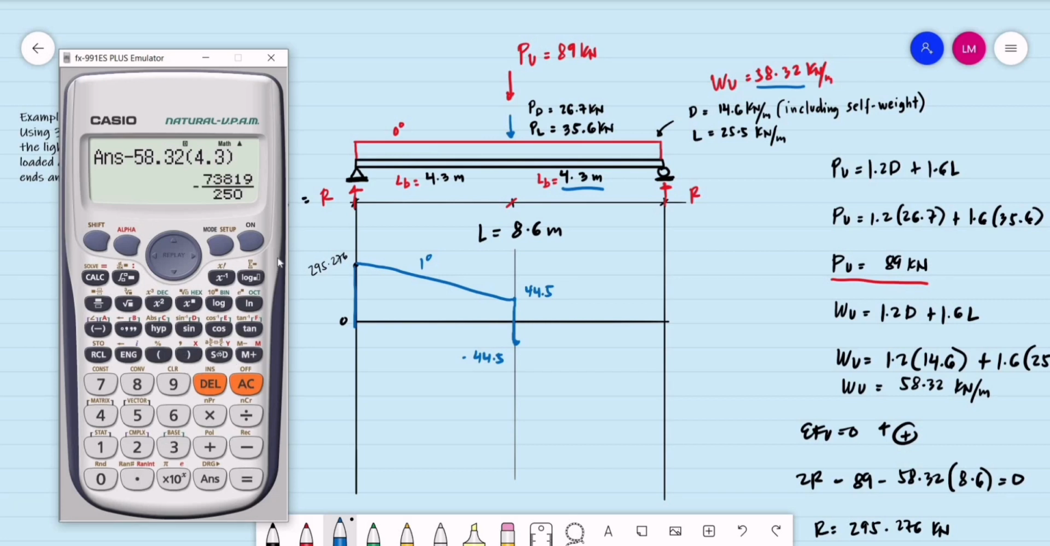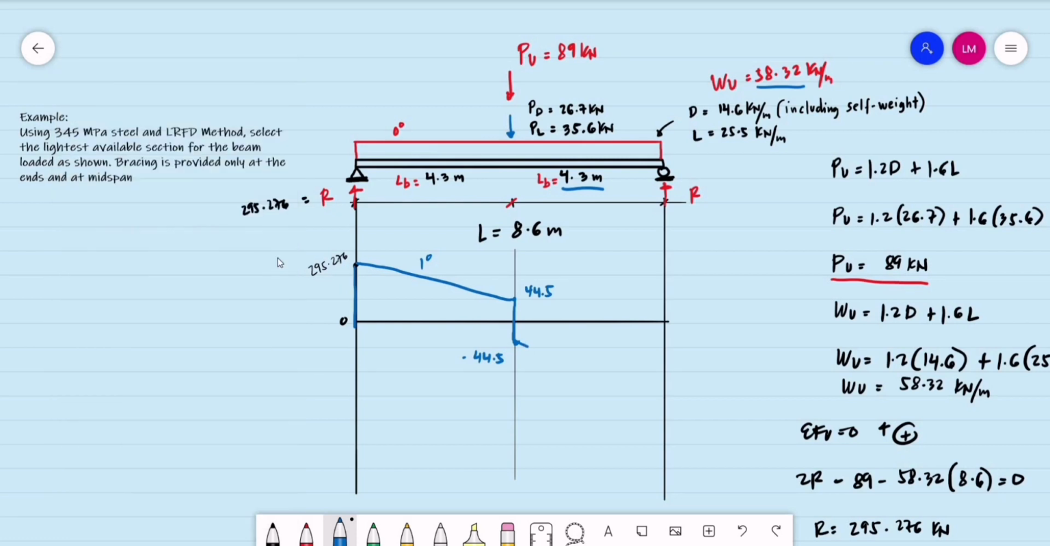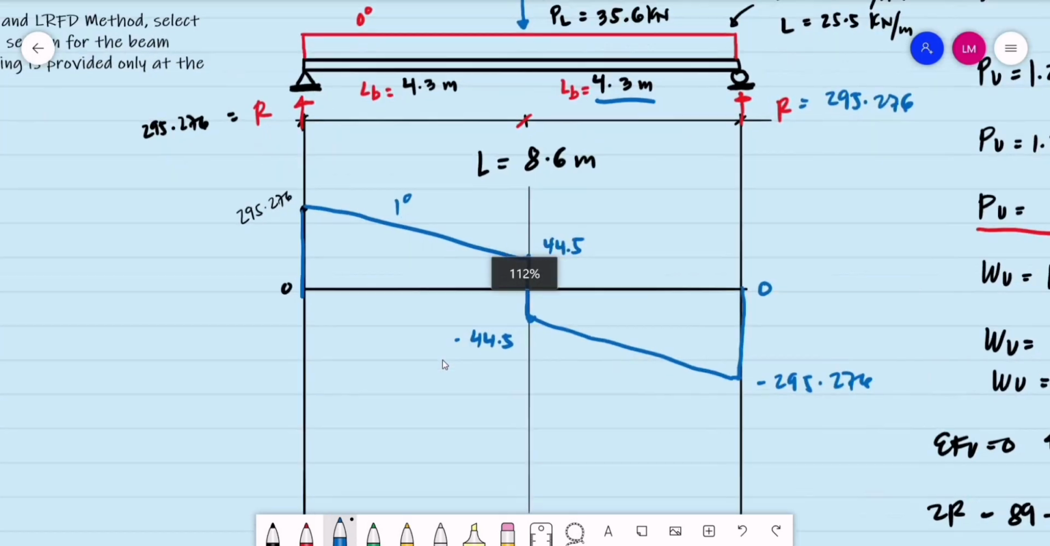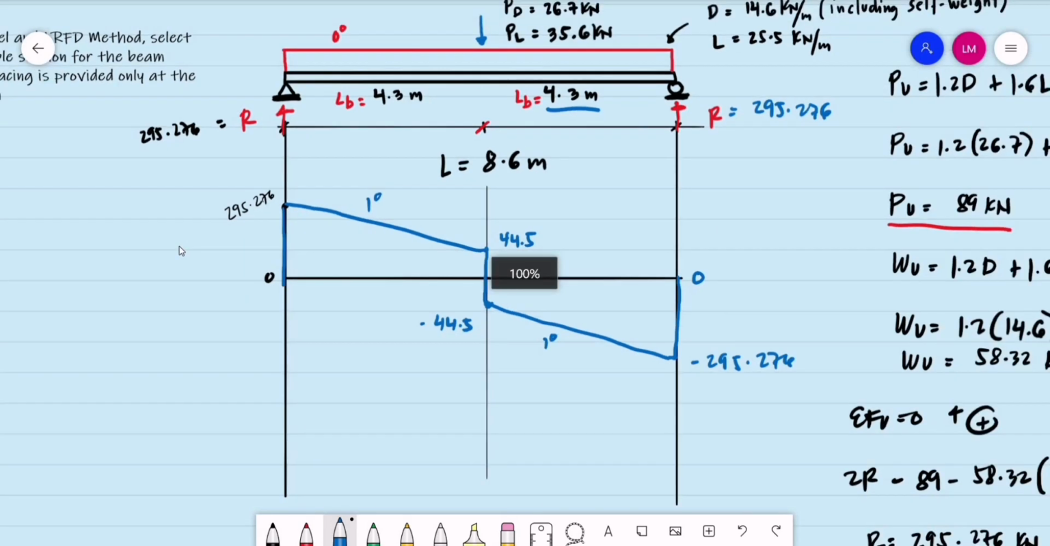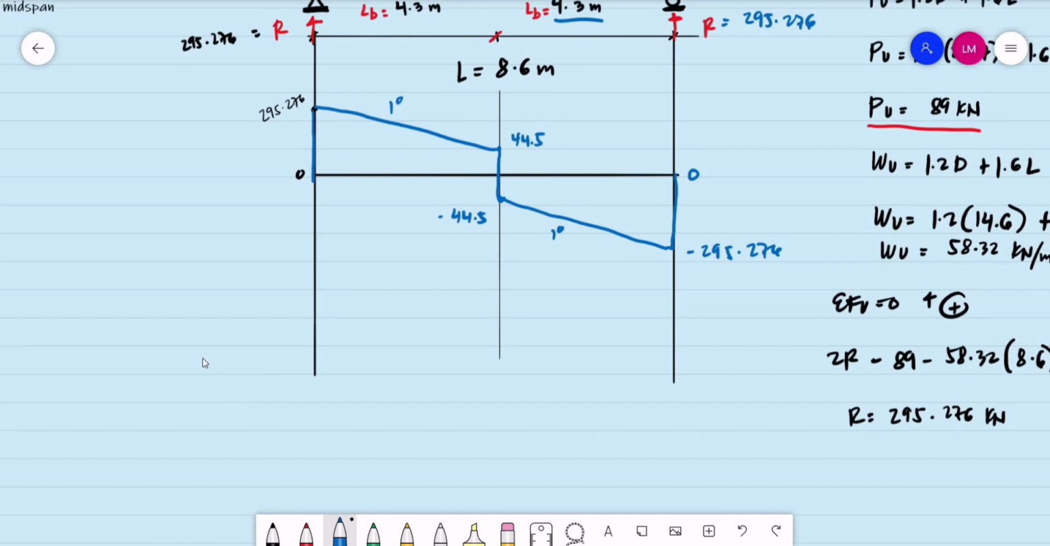And that will give us negative 295.276. So again, we have equal reaction, which is equal to 295.276. So that will give us 0. So this is our shear diagram. Again, our shear diagram should be first degree. Now we are to proceed to our moment diagram.